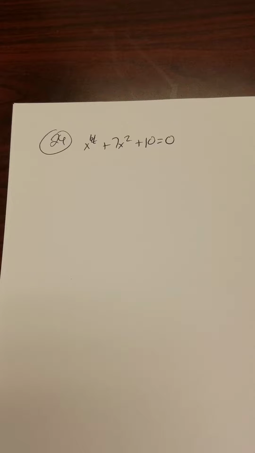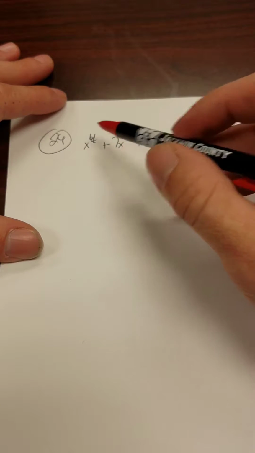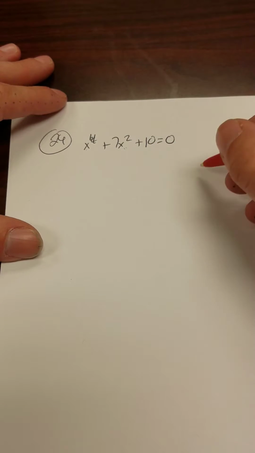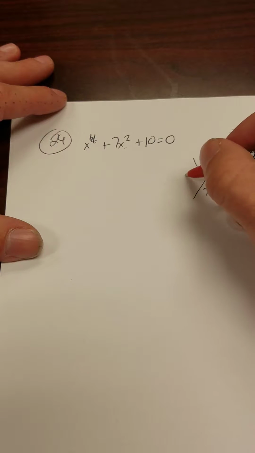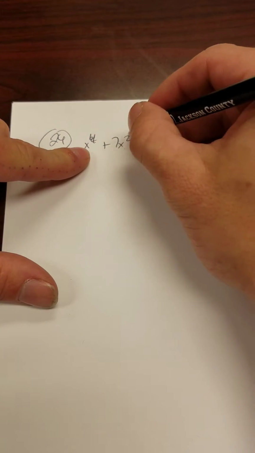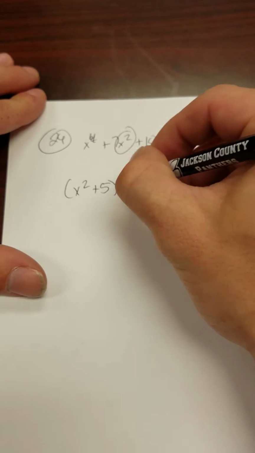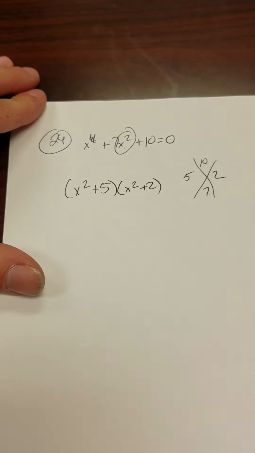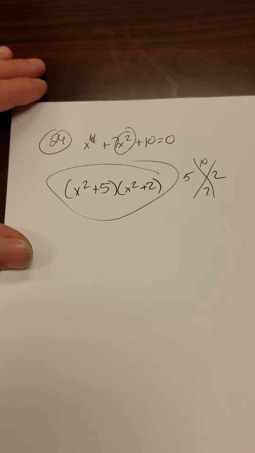This problem looks really complicated, but it's actually quadratic techniques. If you don't remember quadratic techniques, go back and look at it. But the middle term is half the first term, and it's 3 terms. So we're going to factor it just like we would a quadratic. Multiplies to give 10, adds to give 7. That's 5 and 2. But instead of putting an x, we're going to use that term right there. So we're going to do x squared plus 5 and x squared plus 2. And that's as far as you can factor the problem, that's your solution. Okay?